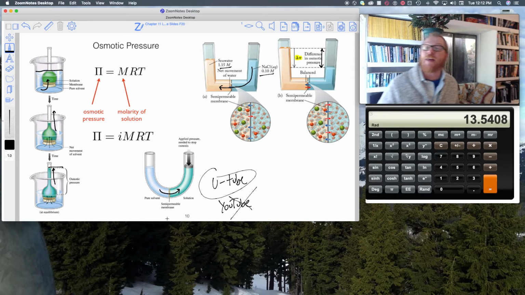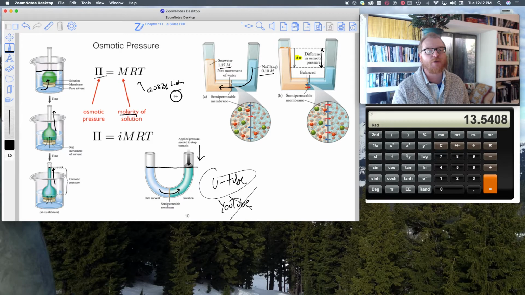However, if we want to prevent that from happening, we can apply pressure to keep these liquids at the same level, and that pressure we have to apply is the osmotic pressure, which is given by the following equation. It's a very simple equation. Capital pi is the letter we use for the osmotic pressure. M is the good old-fashioned molarity. R is our gas constant, 0.08206 liter atmosphere per mole Kelvin, and T is temperature in Kelvin.